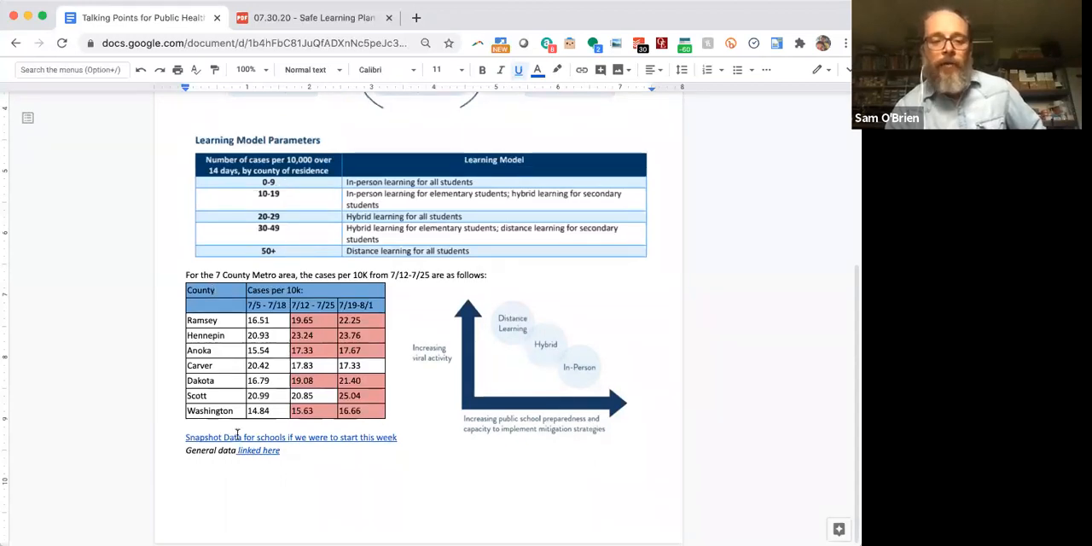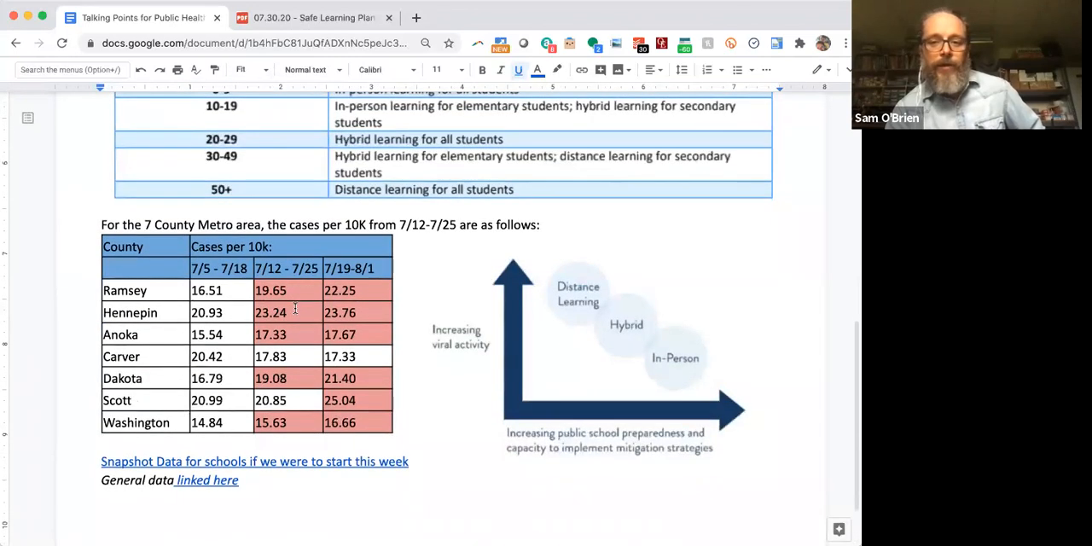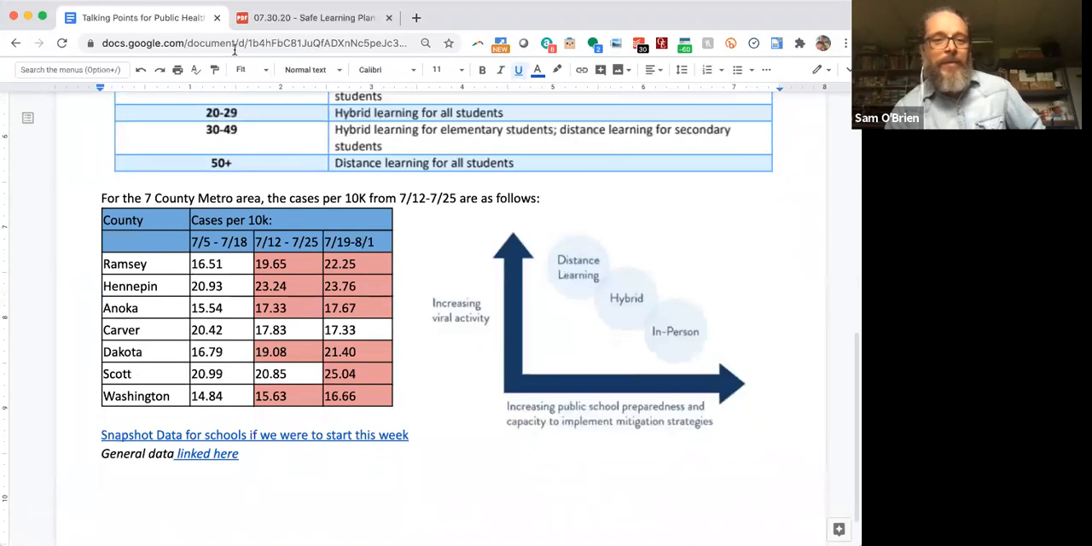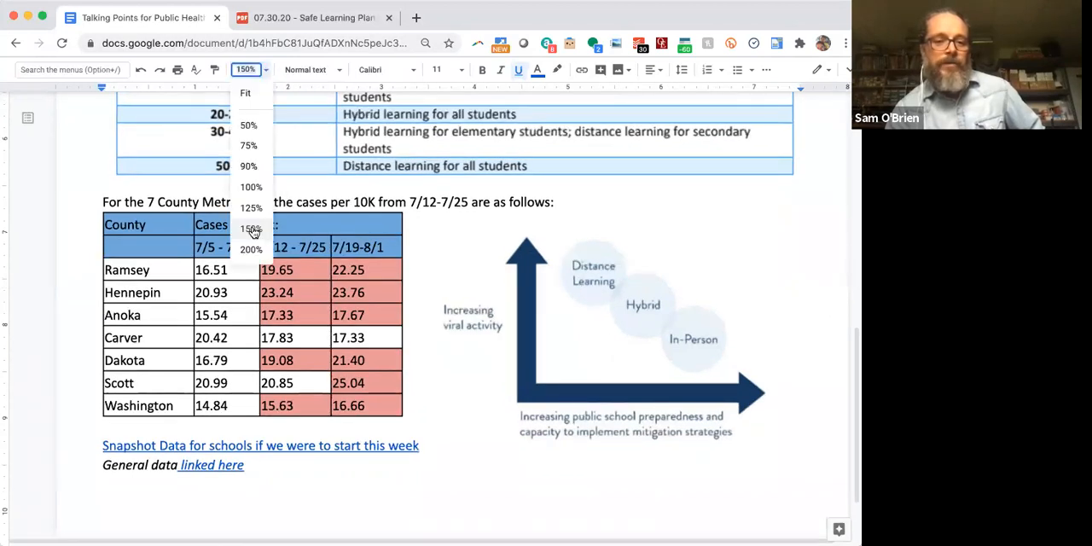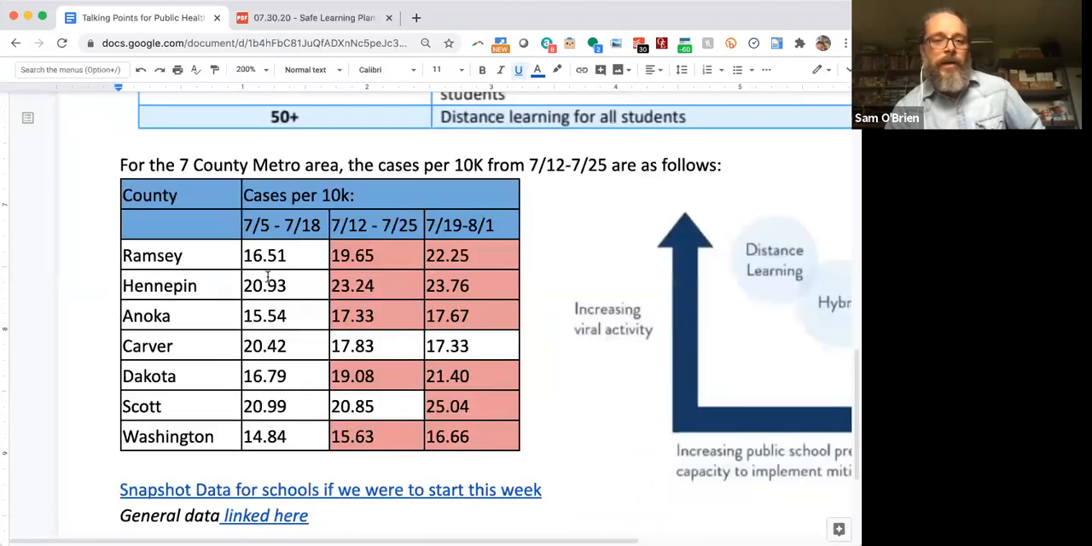And so just looking at our county case rates down here in the bottom left-hand corner, I think it might look better if I make it a little bigger. And it might look even better if I make it a little bigger than that. And so I'm just going to zoom all the way in. And so I'm looking at the 7-county metro area. Predominantly most of our students reside among these 7 counties.